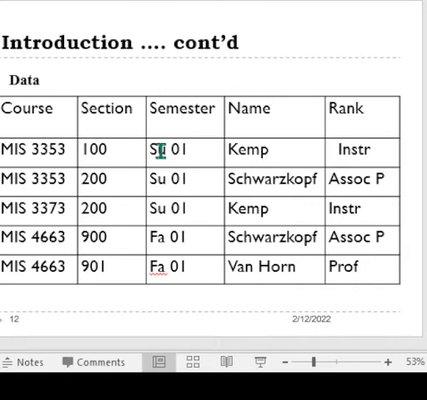In this case, as I told you before, data is what? It is a collection of text, numbers, graphs or videos. You can say that is data. So as you see here, MIS is a text part, and this is a number part. So we can store a combination of text with a number in the case of course. But in the case of section we use only a number. In the case of semester we use text with number. In the case of name we use string or text. In the case of rank also we use string or text, like instructor. So this is an example of data. That means we can store it in any form.